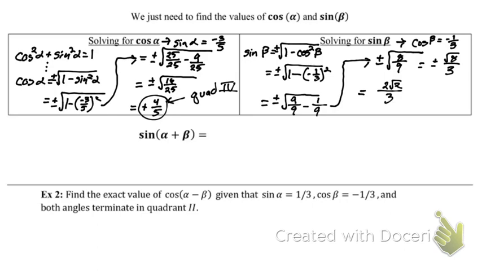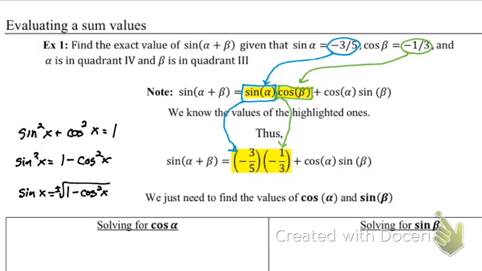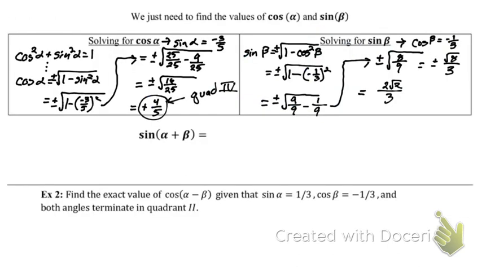Now I just have to decide if it's positive or negative. So we look back up at beta. Beta's in quadrant 3. All students take. Tangent is positive. Everything else is negative. So it is going to be a negative 2 square root of 2 over 3, because we are in quadrant 3.